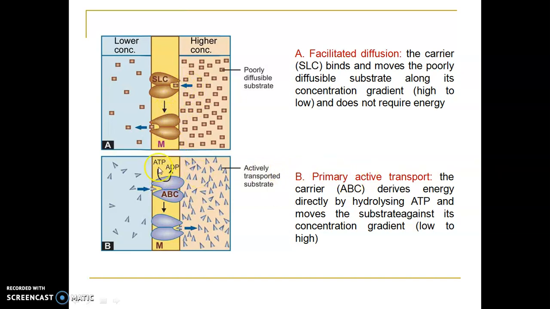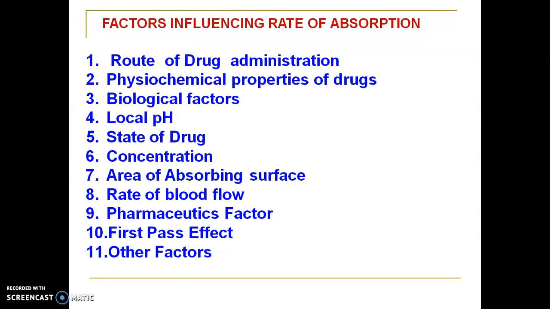In active transport there is involvement of energy, that is ATP is converted into ADP. So this is all about the various processes of drug absorption. Now the next point that we are going to discuss is about the various factors that affect the rate of absorption. So these factors are enlisted here, including route of drug administration, physicochemical properties of drug, biological factors, local pH, state of drug, concentration, area of absorbing surface, rate of blood flow, pharmaceutics factors, first pass effect and other factors.